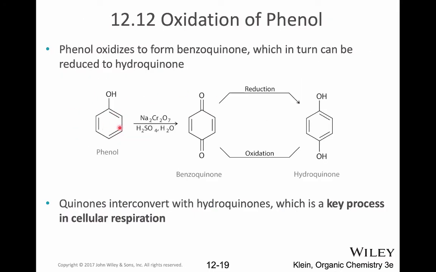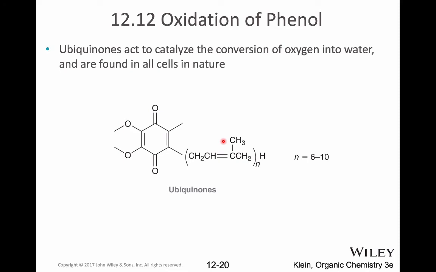So remember, if you take a phenol under oxidizing conditions, you make the benzoquinone. That benzoquinone can be reduced back to what we call the hydroquinone, and then it can be oxidized back to the benzoquinone. And the reason why this is important is because going from the benzoquinone to the hydroquinone is a reduction process, so this molecule is gaining electrons, and then going from here to oxidation, this molecule is losing electrons.